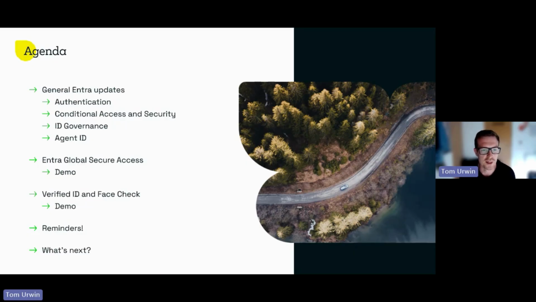Wanted to make sure as well that if you haven't seen how it works, that we have a small demo there as well. So we're going to look at accessing an SSH shell using Global Secure Access from a remote device with phishing-resistant MFA in front of it. Similarly, with Verified ID and Face Check, that's obviously a hot topic at the moment, given all the retail breaches of late. So this is one way forward to protect from phishing and other help desk attacks.